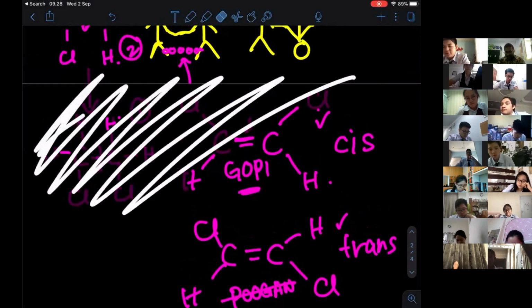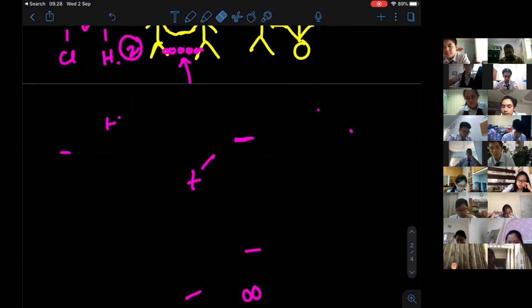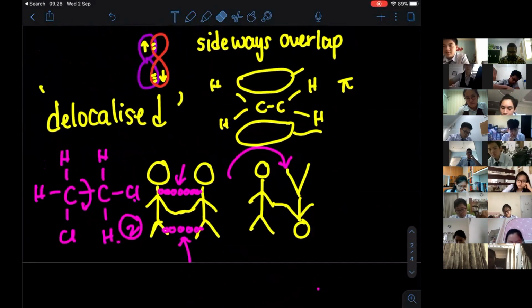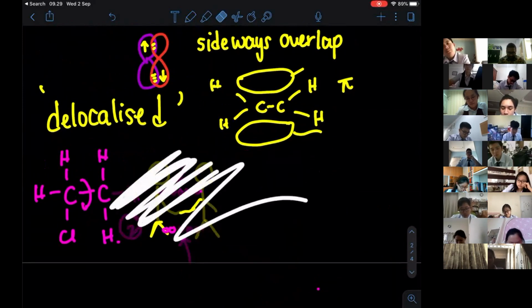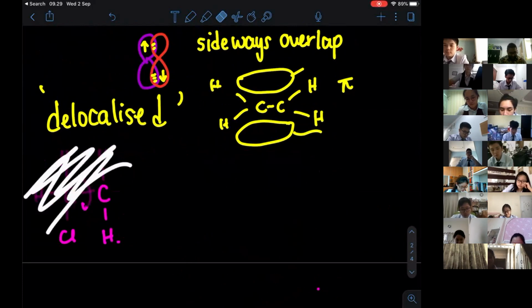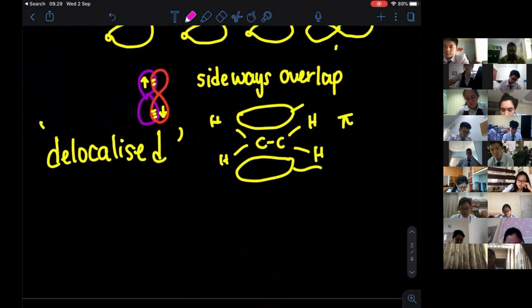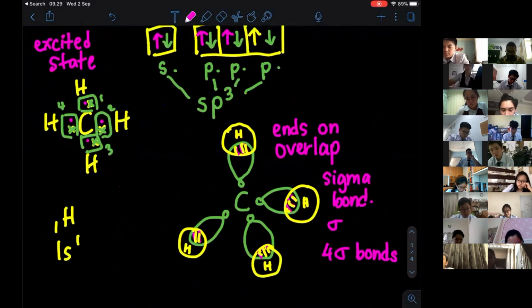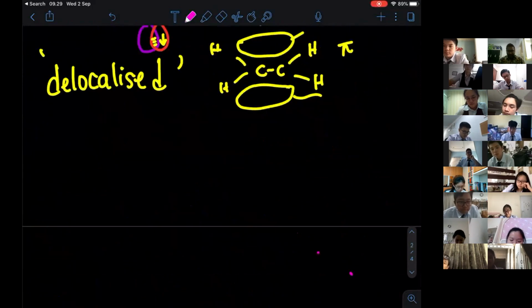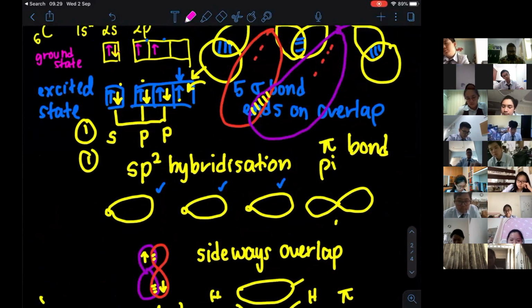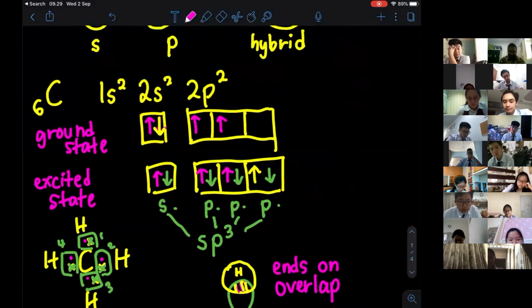So let's focus on today's lesson again. I have done the sideways overlap involving Sp2. So this one is Sp2. Done. Let's look into Sp. Now for Sp, the same thing. I will try to bring the ground state again.